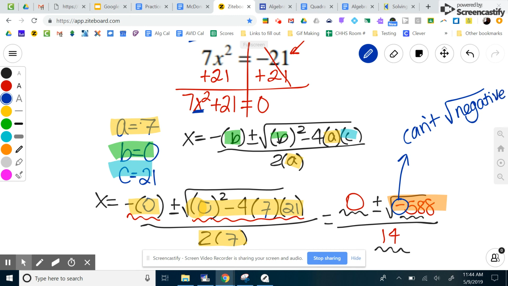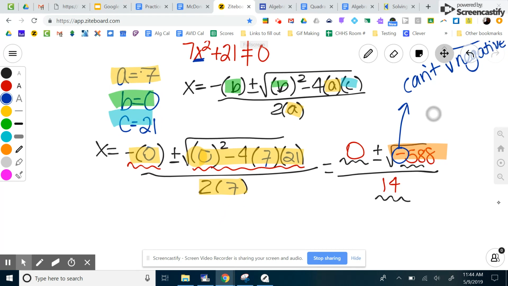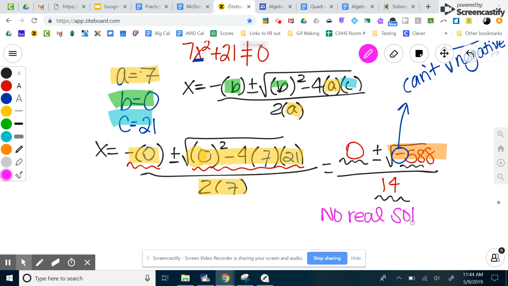All I need to write for my solution is that there are no real solutions because the square root, let me rephrase that. You can't have a square root of a negative number. So no real solutions. And we are done with this problem.